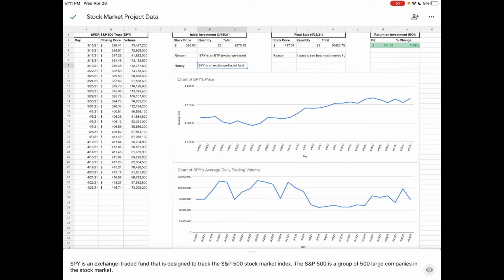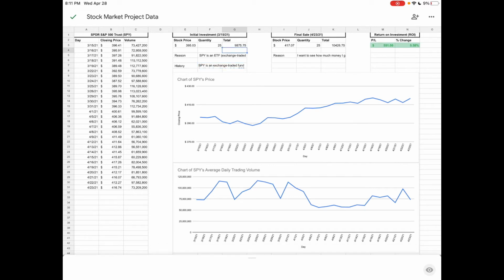So this next ETF is SPY, which is an exchange-traded fund that is designed to track the S&P 500 stock market index. The S&P 500 is a group of 500 large companies in the stock market. So the reason why I chose this is because it is an ETF for the S&P 500, and I wanted to know the price action of this index from March going into April.